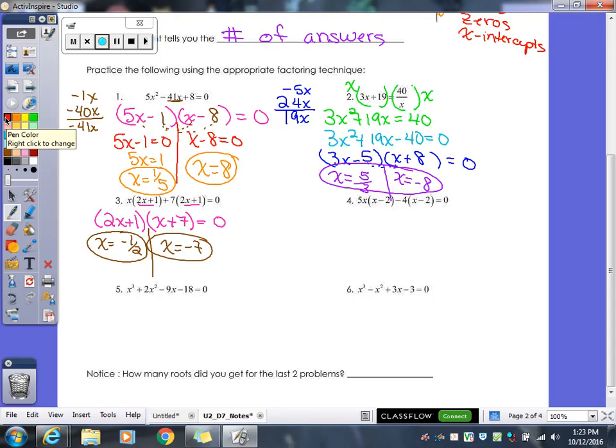How about for number 4? Same thing. They started factoring by grouping, so you got to pick it up in the middle. Here's our binomial GCF. So x minus 2. What goes in my other parentheses? 5x minus 4. So one of my answers is x equals 2. What's my other answer? X equals 4/5.